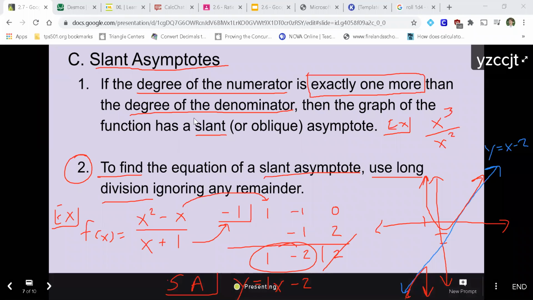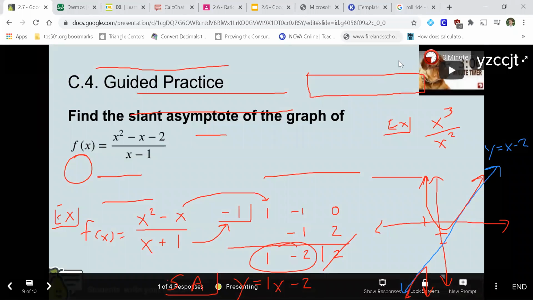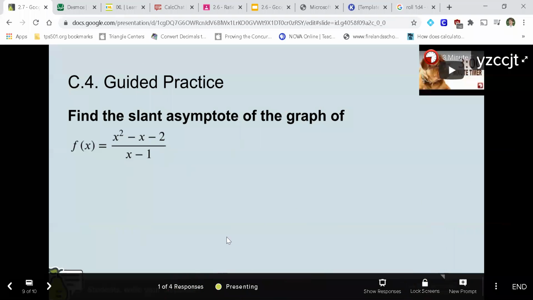I don't know. Should we try one more? Anybody need more time to write? All right, then this is what we'll finish off. A collaborative exercise, yay! Our guided practice day. You don't need to graph it or anything. Just tell me what the slant asymptote is.